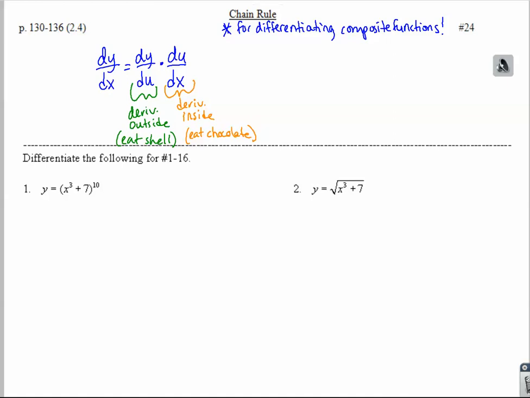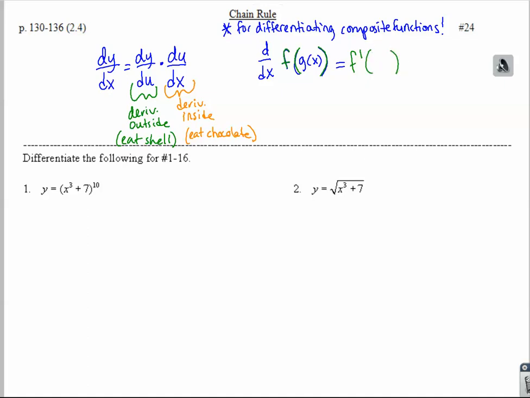Another way to look at a composite function is like this. f of another function, g of x, a function inside a function. I want to take the derivative of f of g of x. Let's talk about it as outer function and inner function. First, we eat the shell. Here's the shell, f of something. So the outside first, f prime of that something.